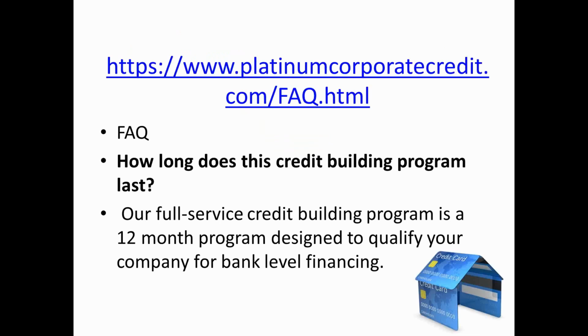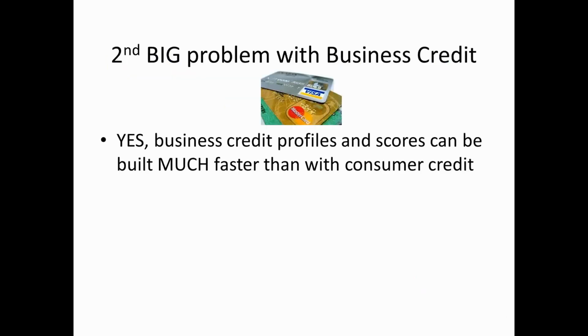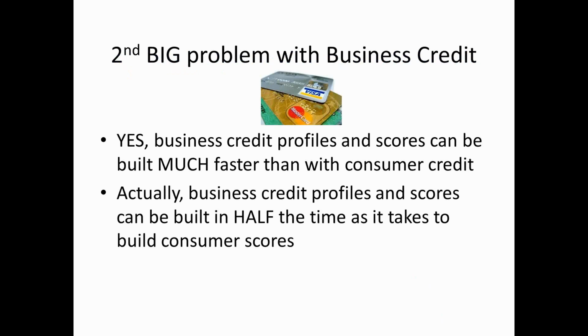Okay, here's another big player in the business credit space. Their FAQ page. How long does a business credit program take? Program takes 12 months. Okay, designed to qualify for bank level financing. Cash money. So what they're saying is it's going to take somebody 12 months to get cash money. Ladies and gentlemen, this is the same. I could give you 100 slides the same. Almost any business credit company you look at, their website tells the person exactly the same thing. If you want cash money, you got to wait a year.